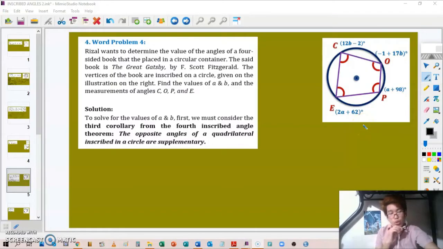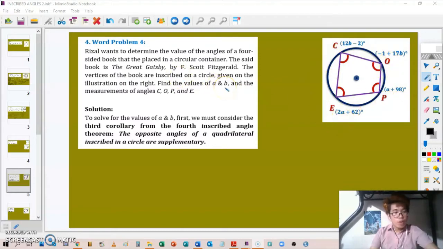Okay, so for our fourth problem on inscribed angles on circles, we have this problem. Rizal wants to determine the value of the angles of a four-sided book that was placed on a circular container. The said book is The Great Gatsby by F. Scott Fitzgerald. The vertices of the book are inscribed on a circle, given there. Given on the illustration are also its angles. We need to find the values of angles C, O, P, and E.